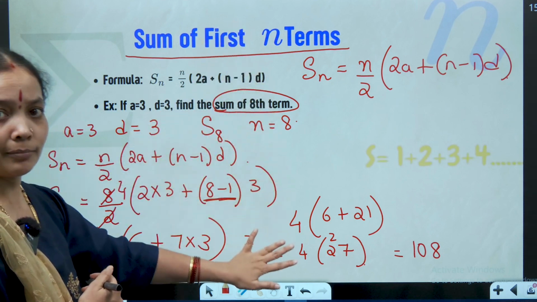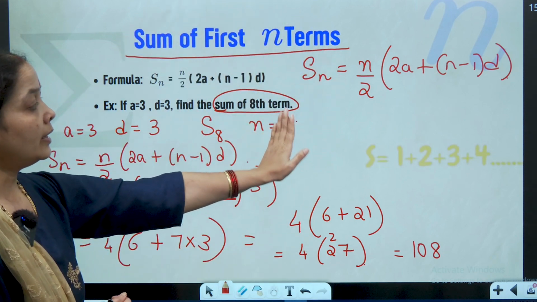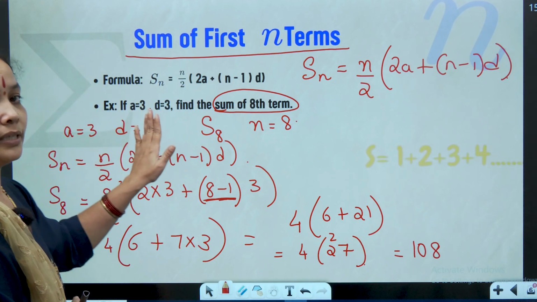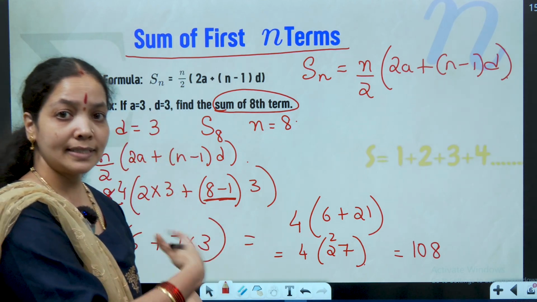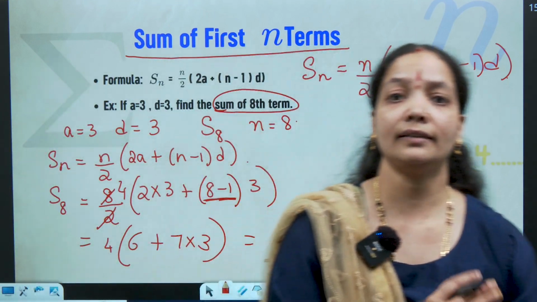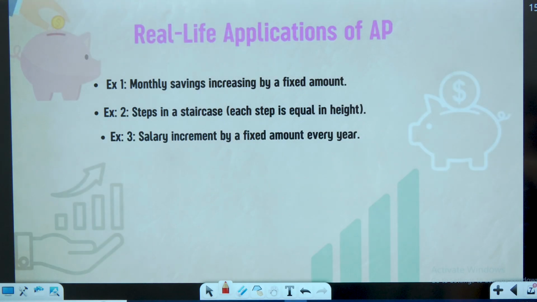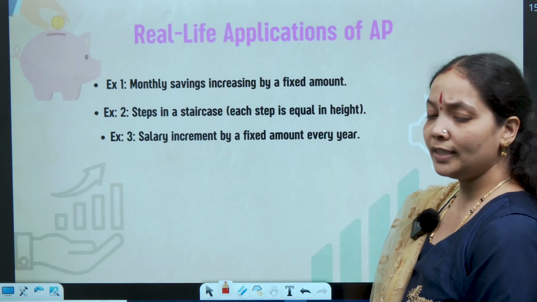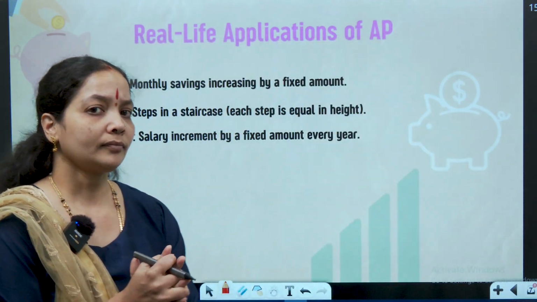What is the concept telling me here? I have to find the summation of the complete 8 terms when my first term is 3 and common difference is 3. If we have to frame the AP here also, we can do it easily by just applying the nth term formula as well. Okay, this was sum to nth term of the AP. Moving ahead, we'll just analyze where and all we are going to apply this AP.